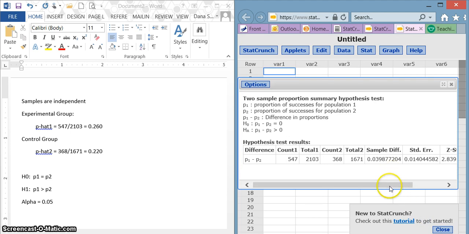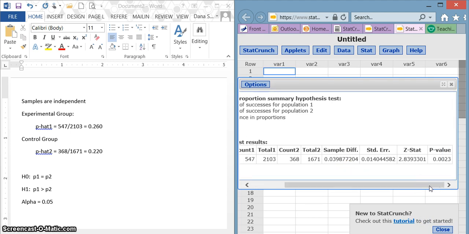When we click on Compute, we're coming over here and we're going to look at the z-stat, and the test statistic is 2.839. So if we're doing the classical approach and comparing it to a critical value, we're going to use the z-stat of 2.839. The p-value approach, which is what we've been doing in our class, gives us a p-value of 0.0025.